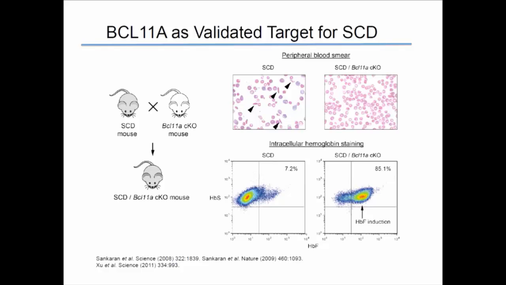BCL11A is interesting because as a single target, if disrupted, it's sufficient to rescue sickle cell disease. And this is a sickle cell engineered mouse that has these kinds of cells. If you remove BCL11A in only the erythroid cells, you correct the hematology, you express lots of fetal hemoglobin in this system, and the mice are perfectly well.